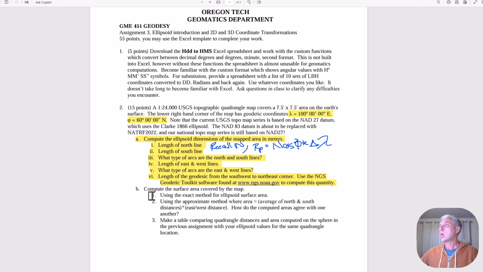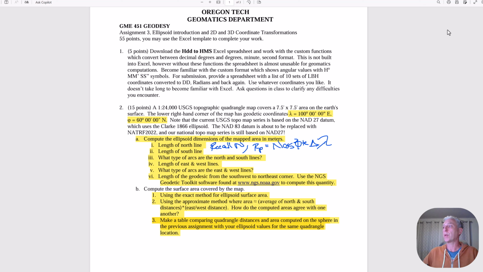And then we're just going to recreate what we did in the second assignment, where we used the spherical Earth model, with the radius of our spherical Earth model being 6,371,000 meters.